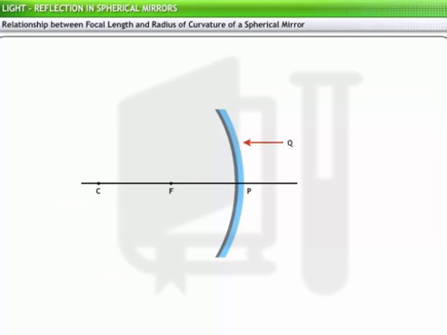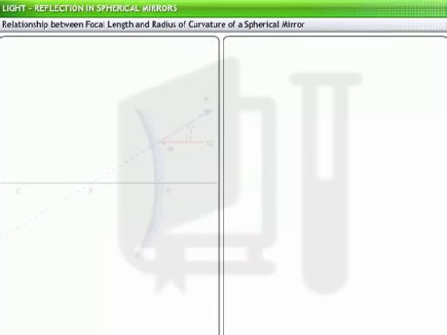Consider a ray Q parallel to the principal axis incident at point M on the mirror. This incident ray is reflected in accordance with the laws of reflection. When the reflected ray is extended beyond the mirror, it meets the principal axis at point F, which is the principal focus of the mirror.